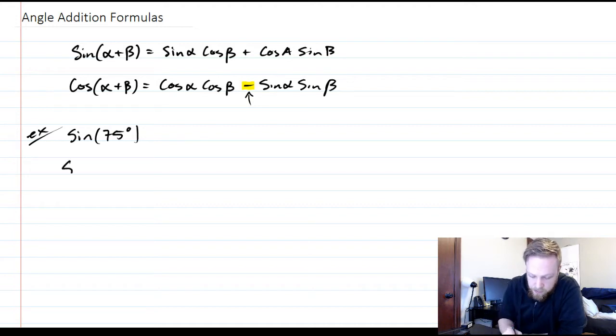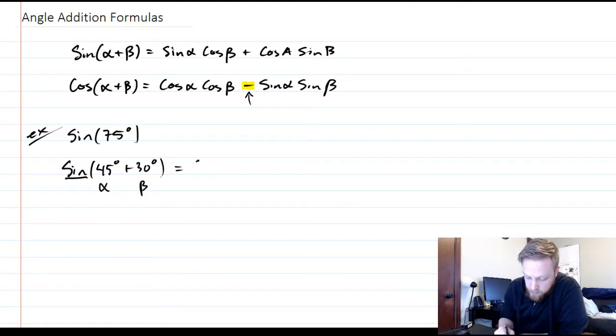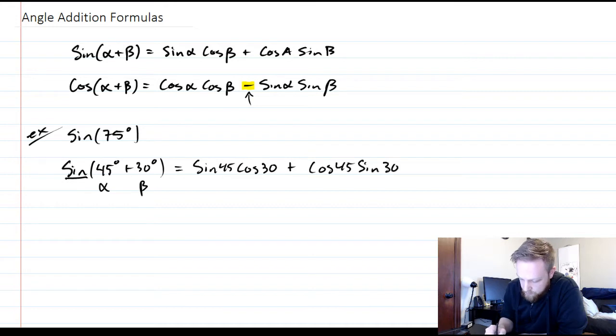What we do then is we think, well, I do know two angles that are already on the unit circle that will add up to 75. In this case, it would be 45 degrees and 30 degrees. Because it's sine, we're going to be using the sine formula: sine, cosine, cosine, sine. Alpha is going to be 45 and beta is 30. So sine of 45 cosine of 30 plus cosine of 45 sine of 30.